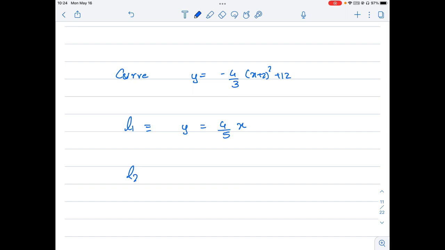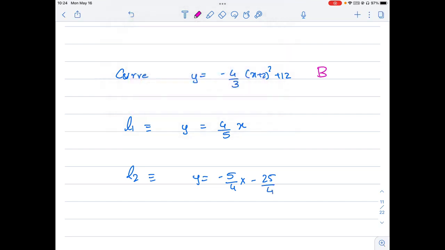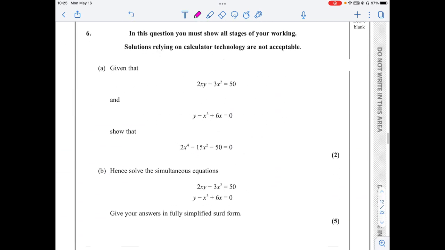Then we have L2 equation, which is y equals to minus 5 upon 4x minus 25 upon 4. Now we can see that it is below the curve, so this has to be y less than or equal to, and it is above L1, so it is y is greater than, and also it is above L2, so y is greater than or equal to. So therefore, these are the three inequalities representing the shaded region.